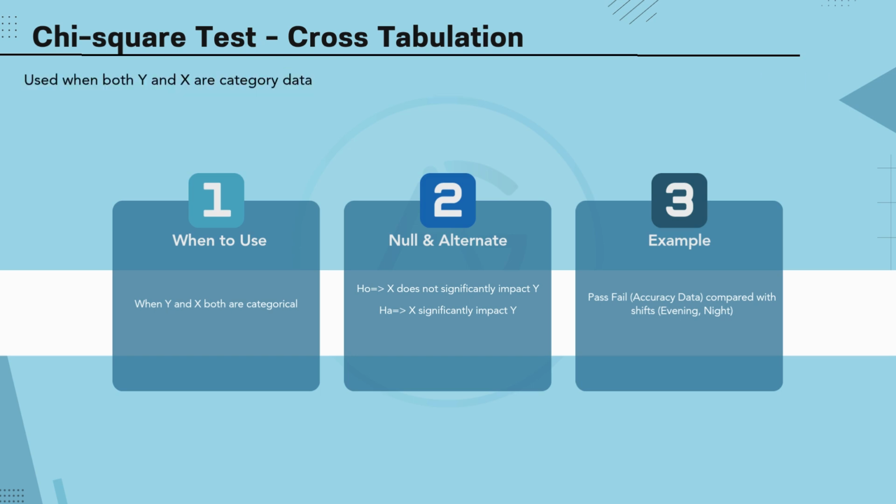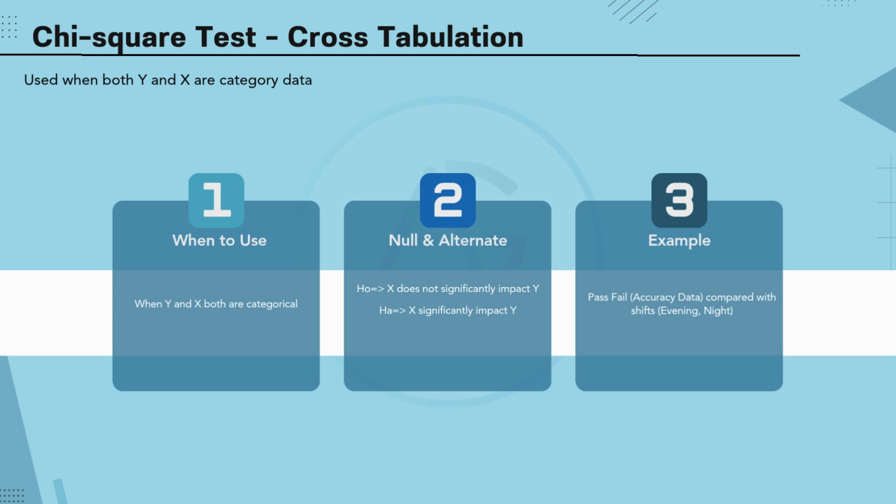This slide introduces us to the chi-square test for cross-tabulation, a powerful technique for analyzing the relationship between two categorical variables. When to use? You should use cross-tabulation when both the y and x variables are categorical. Typical examples include binary outcomes like pass, fail, yes, no, or high-low, being compared with another categorical variable such as shifts, locations, or departments. This test is also known as the test of independence, where we want to see if the variation in one category has any relationship with the variation in another.